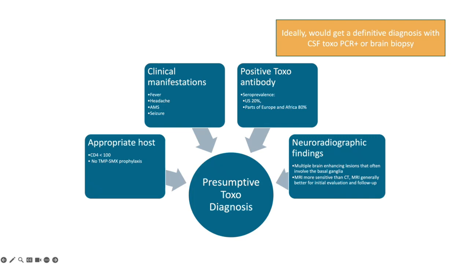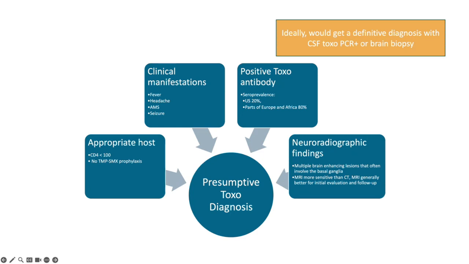What you base it on is the things you all weighed in on in that question. Your appropriate host: someone with advanced HIV and a low CD4 count below 100, and probably not on Bactrim prophylaxis. Clinical manifestations, they have appropriate symptoms. They have a positive toxo antibody, though remember that how prevalent toxo antibody is depends on the population.